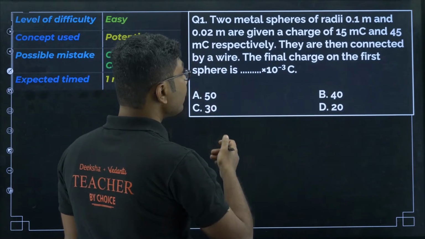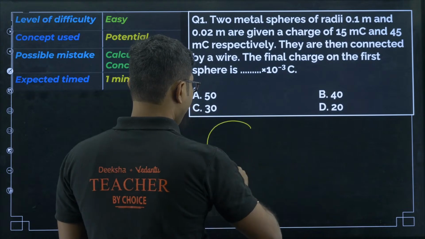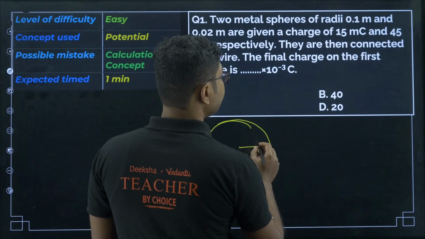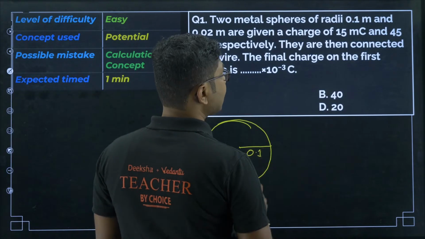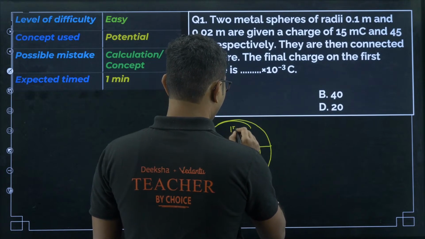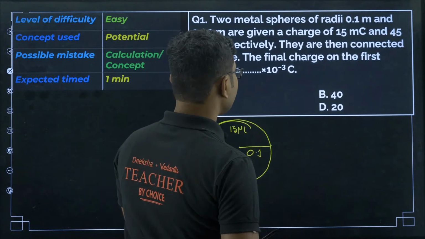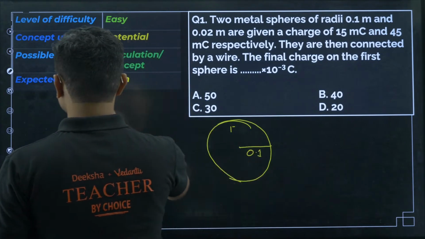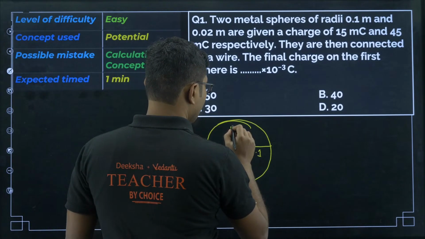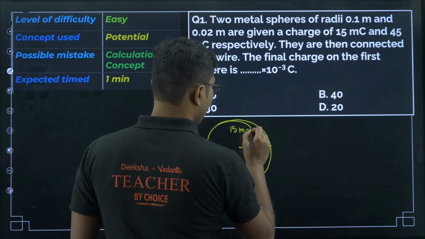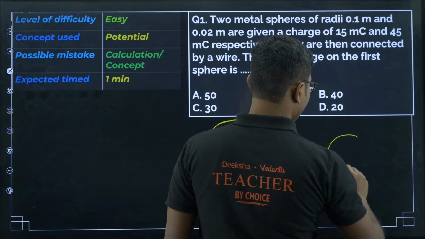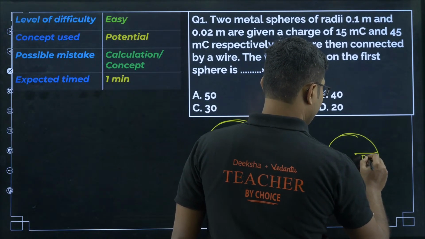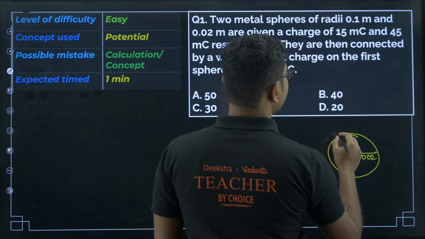So we have two spheres, one is 0.1 meter of radius, and it was given 15 millicoulomb, sorry, not microcoulomb, 15 millicoulomb. That is 15 into 10 to the power of -3 coulomb. And we have a smaller sphere of radius 0.02 meter, and it was given 45 millicoulomb.